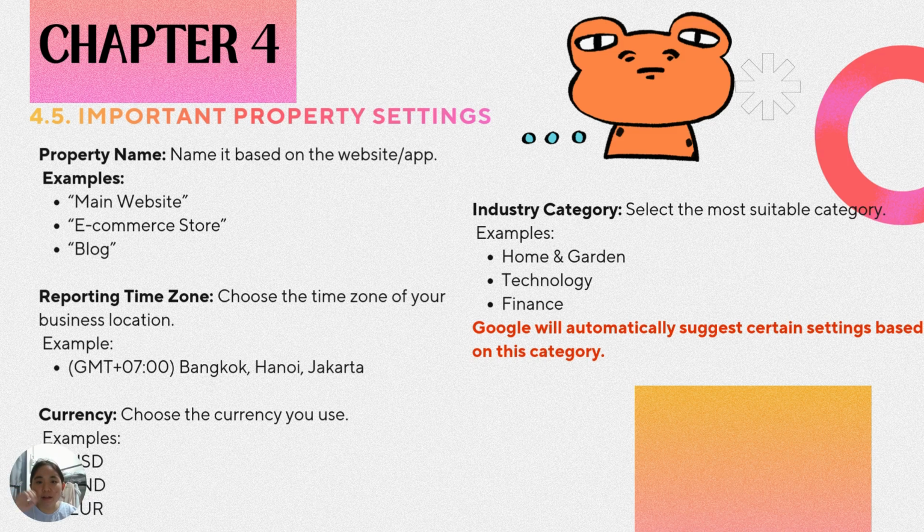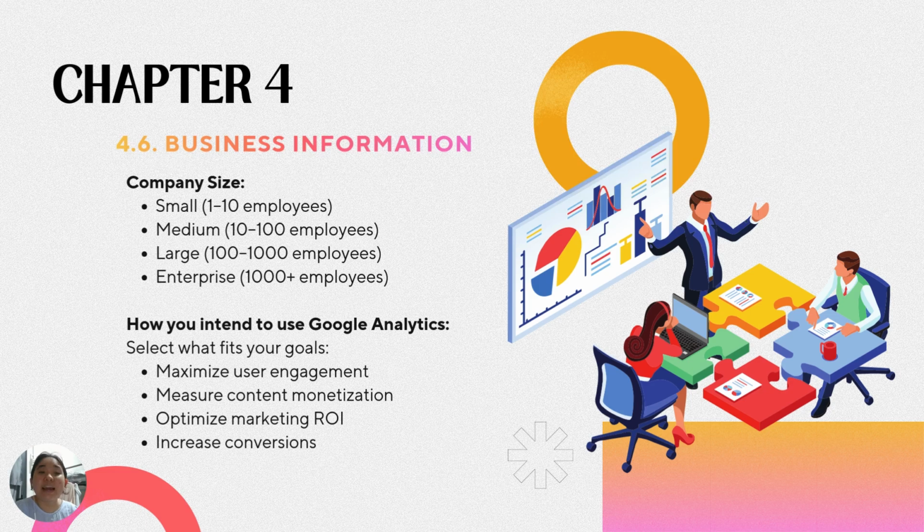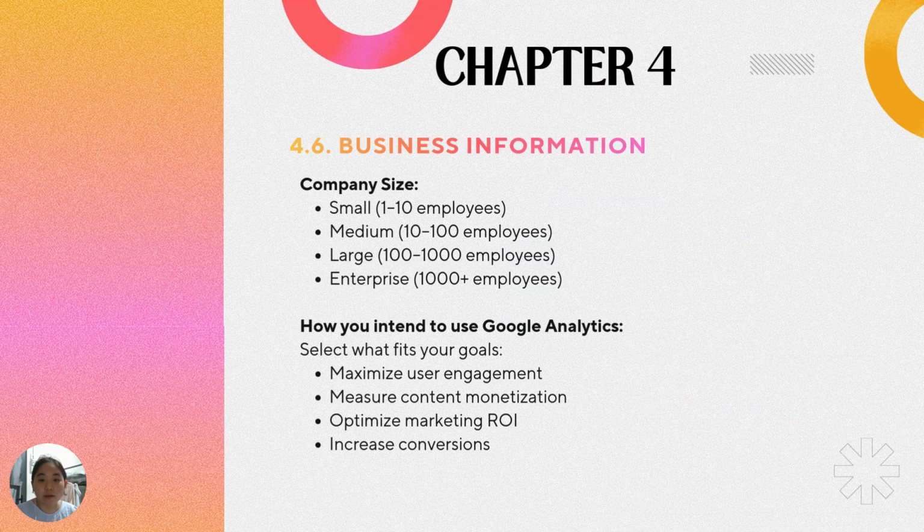Industry category: select the most suitable category, for example, home and garden, technology, finance, and Google will automatically suggest certain settings based on this category. The business information includes company size, like small, medium, large, enterprise, and how you intend to use Google Analytics. Select what fits with your goals, for example, maximize user engagement, measure content monetization, optimize marketing ROI, increase conversions.